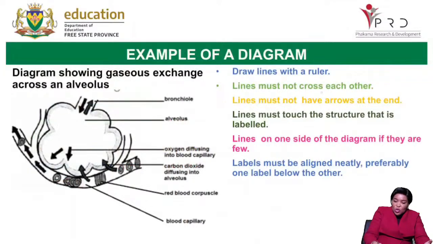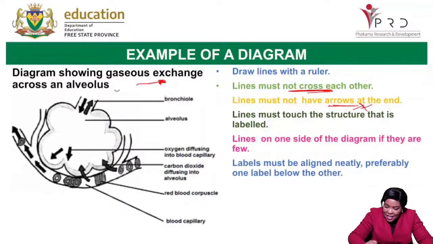Now the lines must not cross each other. This is what I was talking about. The lines must not have arrows. So you don't find yourself drawing lines with arrows like this. No, no, no. No arrows. Arrows are incorrect. Just plain straight lines. Then the lines must touch the structure that is labeled.